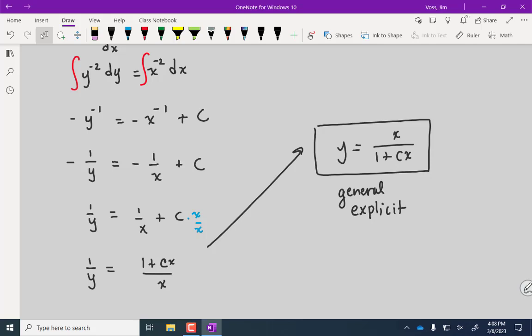Can't you just do c over 1 instead of multiplying by x over x? Well, it already is c over 1, but we need to get an x so that those denominators match.